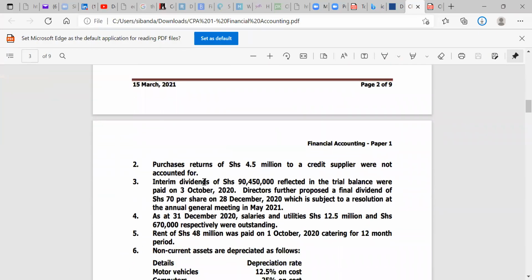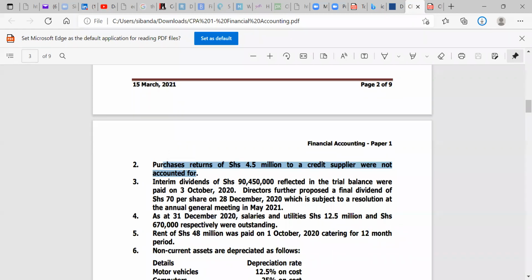So then they also talked about something here. They said purchase returns of 4.5 to a credit supplier were not accounted for. Now, what are purchase returns? Purchase returns are usually when you purchase goods from a supplier, you may be uncomfortable with some goods and return them. So that we call purchase returns. Your question should be, how do purchase returns affect my profit?